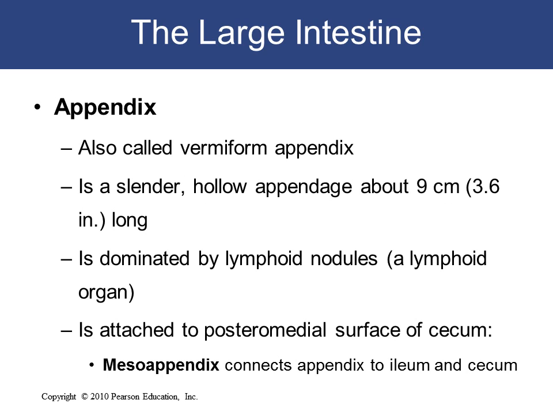Appendix, also called the vermiform appendix, is a slender hollow appendage about 9 centimeter long, which is attached to the posterior medial surface of the cecum. And this mesoappendix is a mesentery that connects the appendix to the ileum and the cecum.